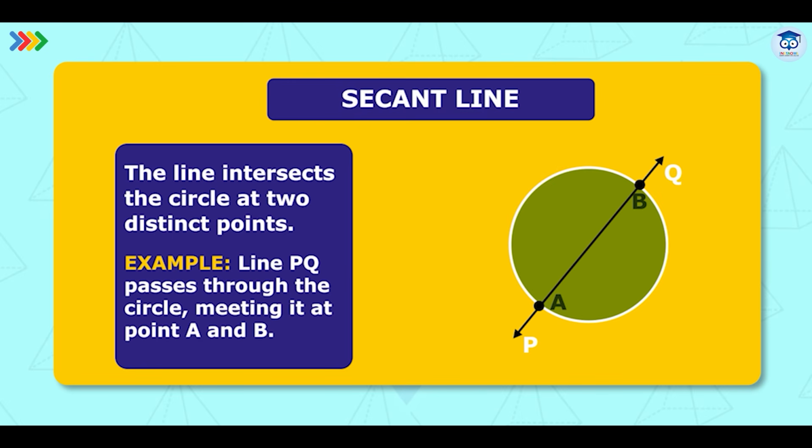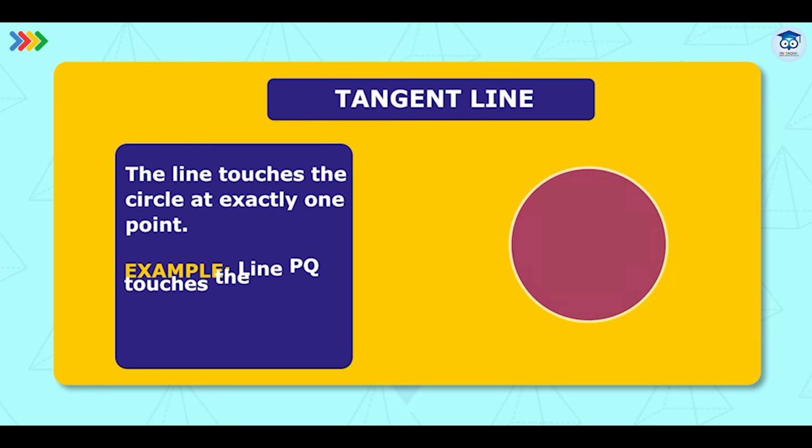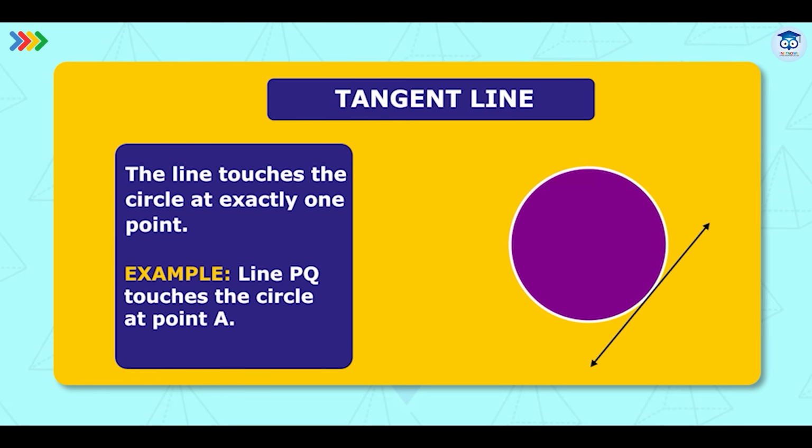Next we have the tangent. A tangent touches the circle at 1 point. Here in this case PQ is the tangent and it touches the circle at 1 point, A.